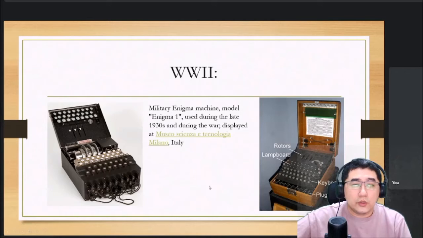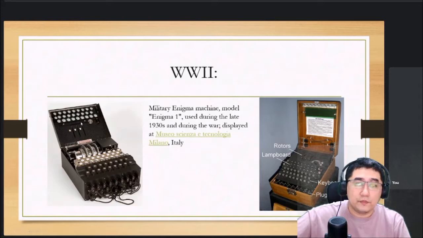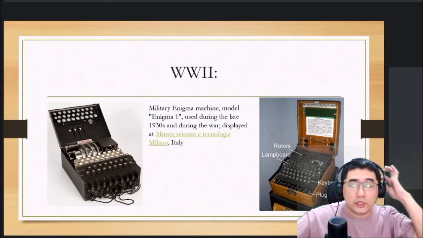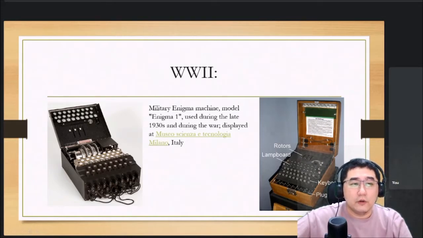You can see here in front there is a plug board. This is a keypad or keyboard. You can tap the keyboard. This is a light bulb. This part here is the cover, and you can lift it up. From inside the cover you can see 3 rotors, 3 wheels here. You can take these 3 rotors out, and you can arrange them in any order that you like.